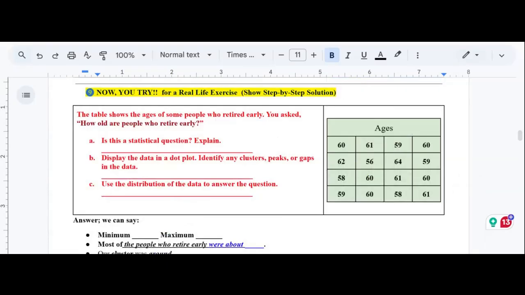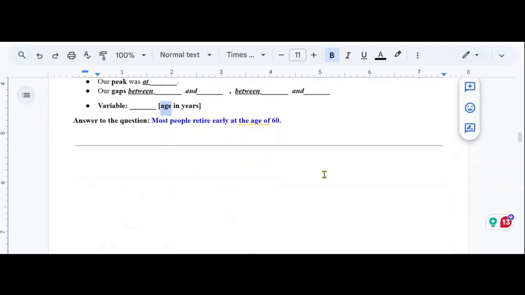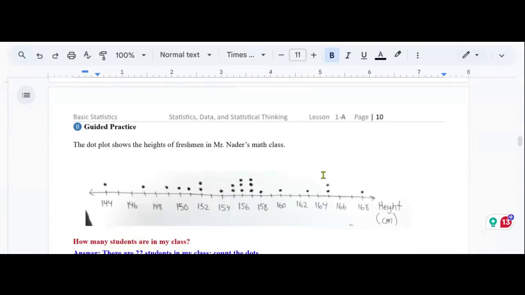Okay, so up to here is clear? Any questions? I have a question. Yes. Let's say there's 62 and 64, but there's no 63. Do we write the gap as between 62 and 64, or do you just write 63? Between something and something.